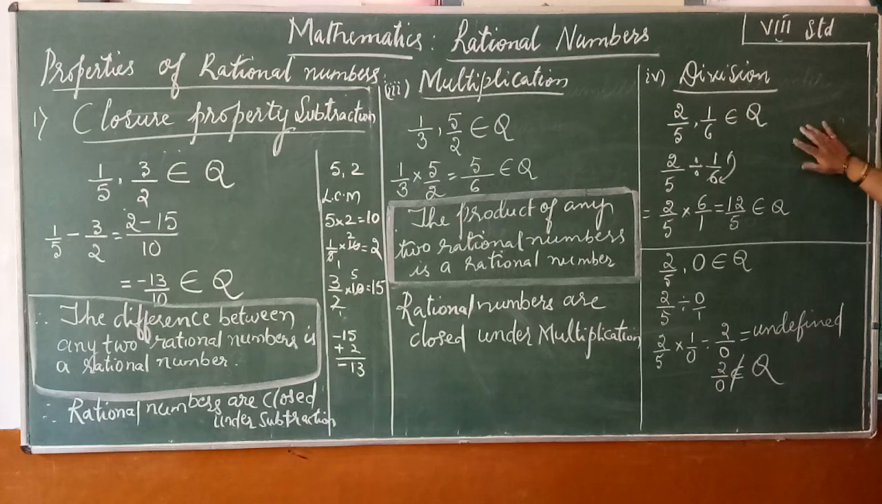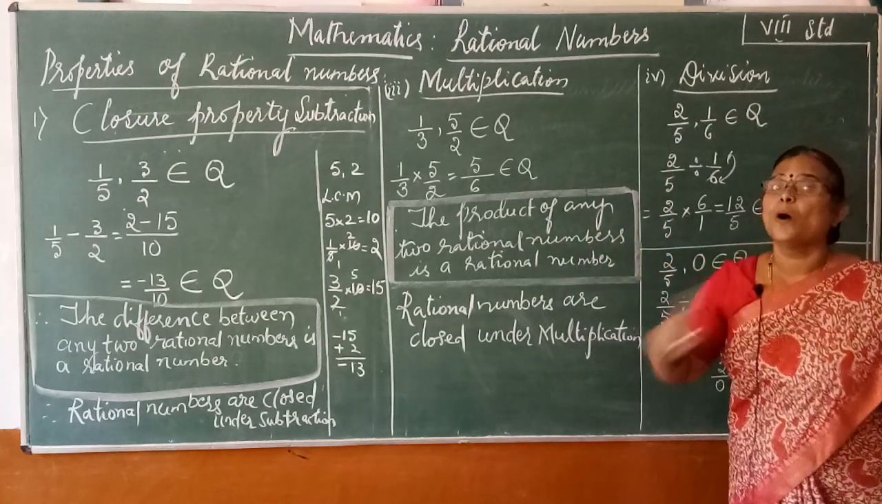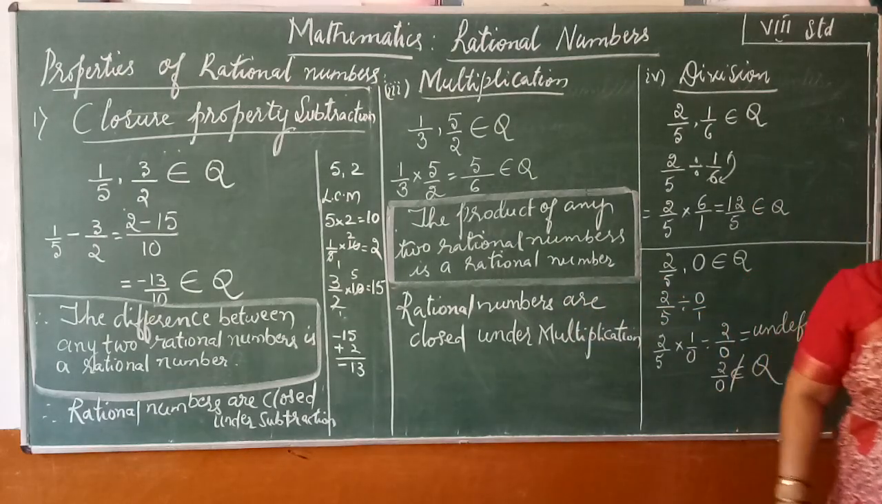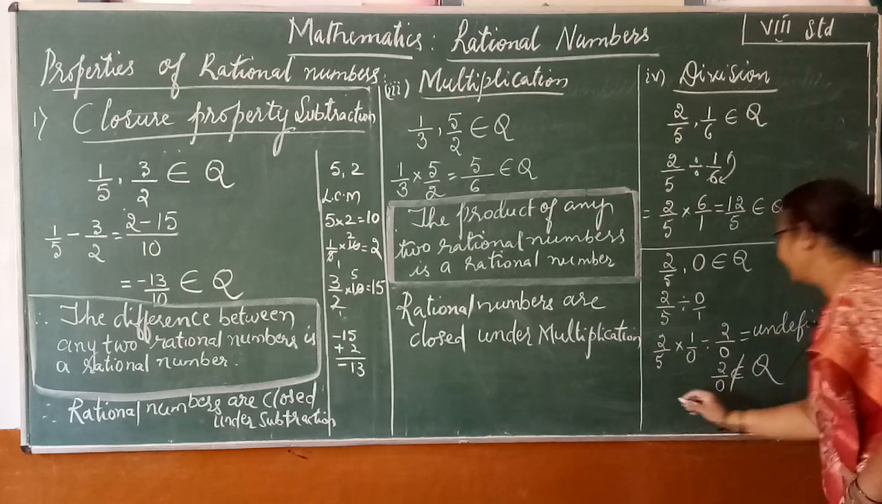So in all the other cases under division it satisfies, but under one condition, when you take 0, it does not satisfy. If 100 examples satisfy and one does not, we can say that closure property is not satisfied under division. Therefore, what can I write? The quotient of any two rational numbers is not always a rational number. Therefore, rational numbers are not closed.